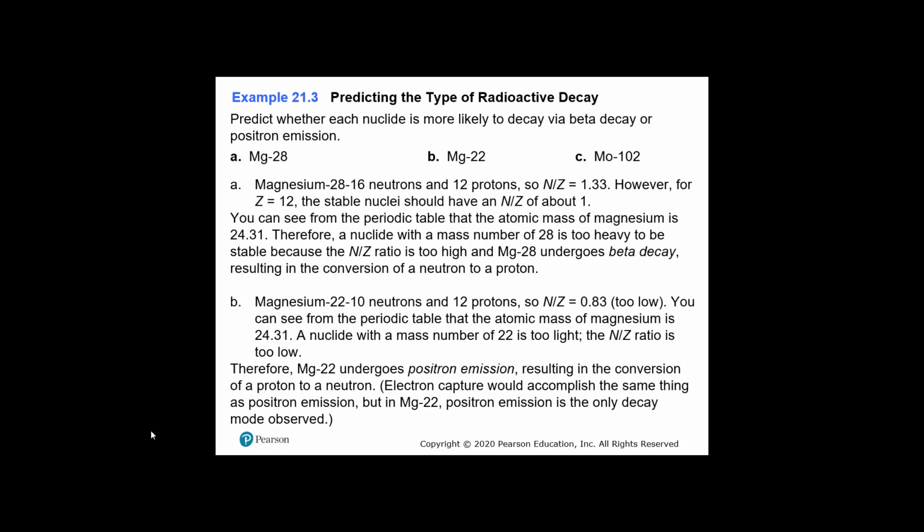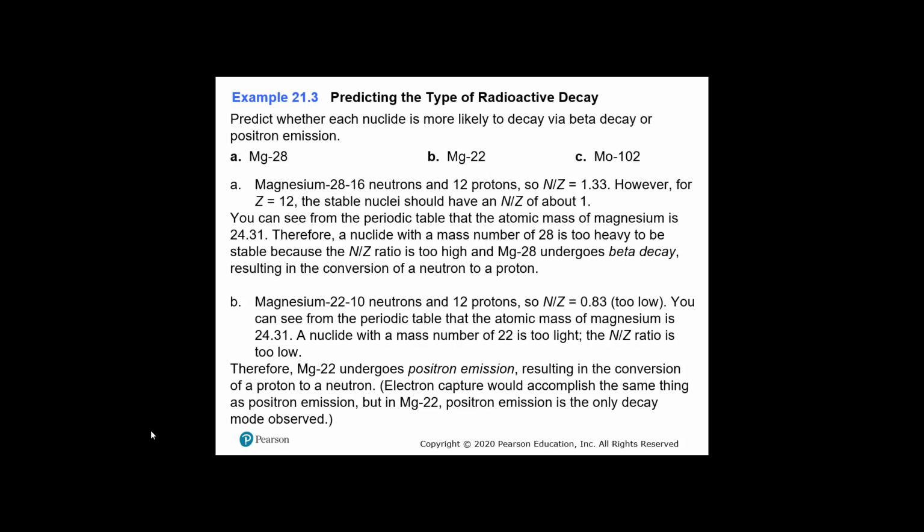All right, so this is an example from your book, and this actually goes with the last section, but for some reason I put it here. Predict whether each nuclide is more likely to beta decay or positron emission. So we have magnesium 28. We have 16 neutrons, 12 protons.